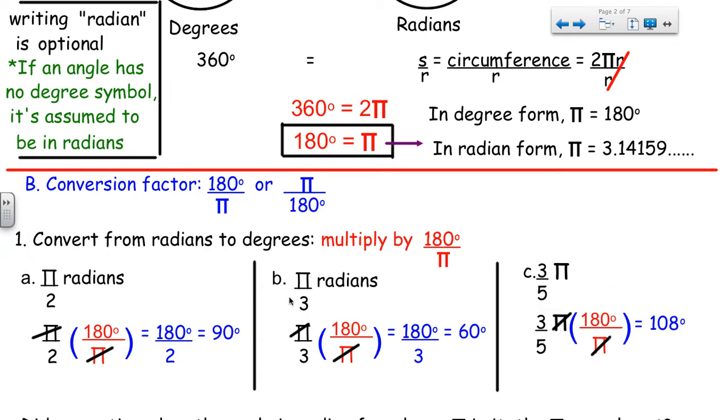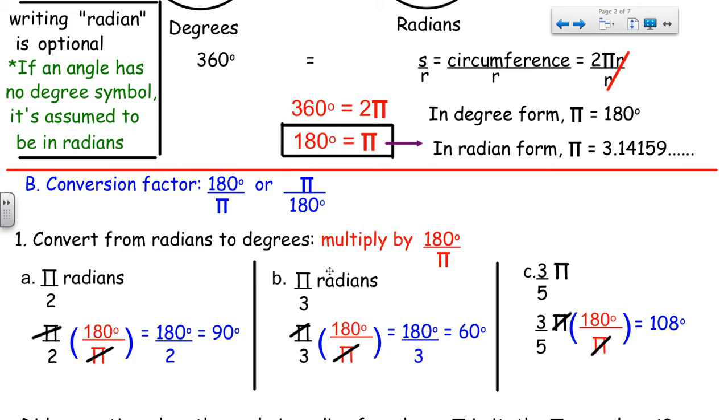I want you to notice that if I'm trying to get the answer to be in degrees, I want to work with a conversion factor that actually has degrees on top, because that's the unit I want my angle to be in. So if I wanted to write pi over 2 radians in degree form, here's what I have, pi over 2. I don't need to include radians because that's just a unit being measured. But pi over 2 times my conversion factor, 180 degrees over pi. Pi cancels out. So all I have left is 180 degrees over 2, so 90 degrees. So pi over 2 radians is equivalent to a 90-degree angle.